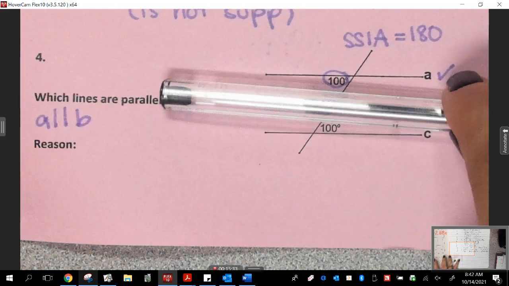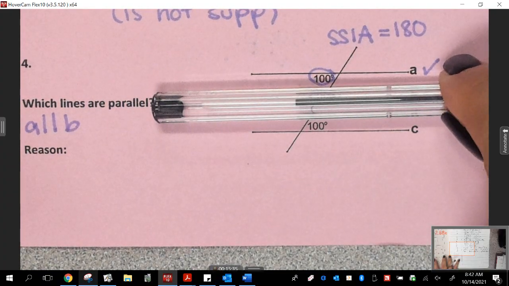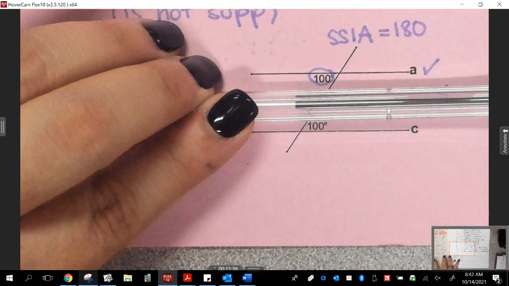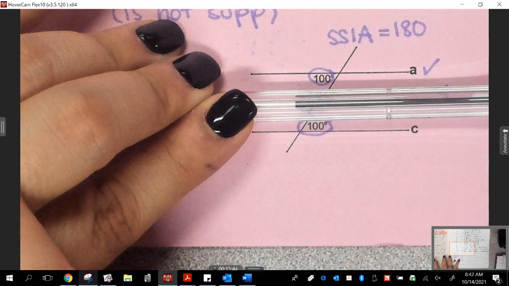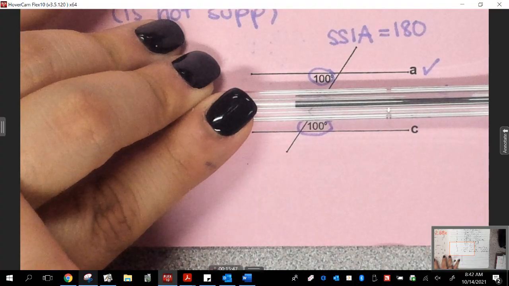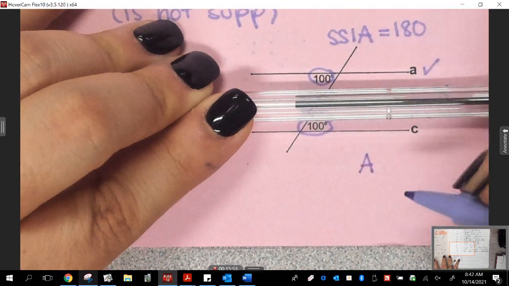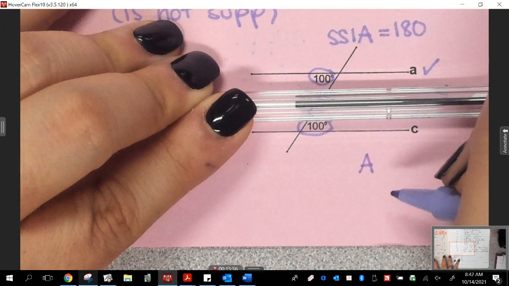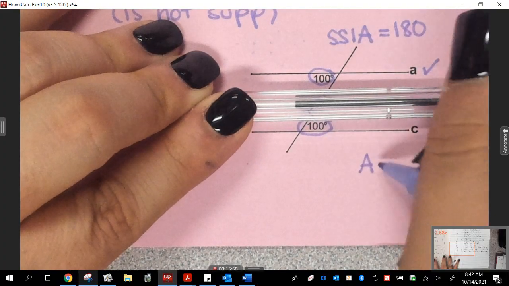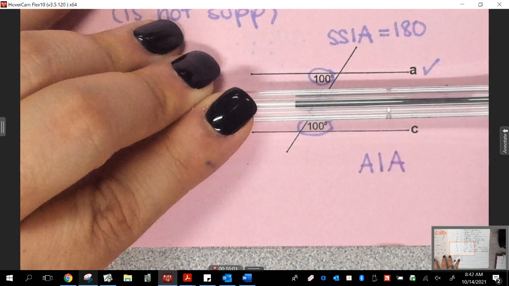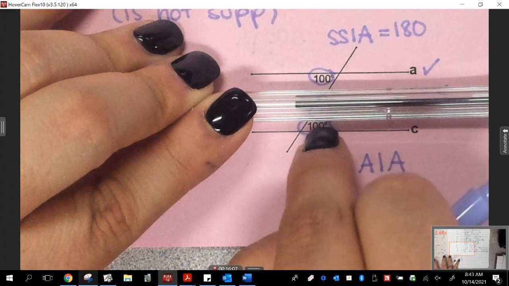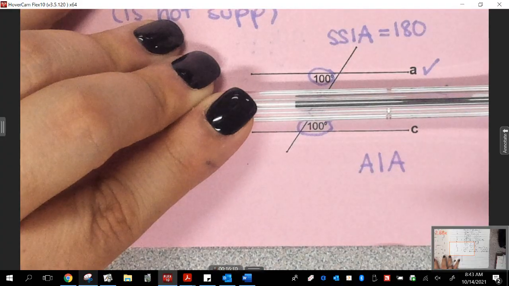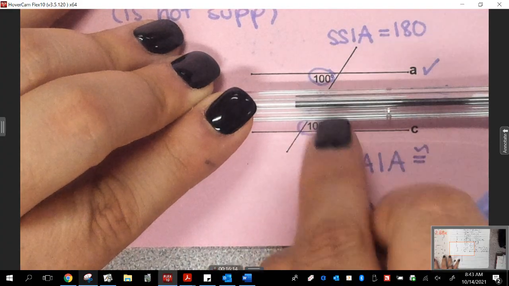Now, cover up B. What are A and C? What vocabulary word? Are they on the same side or different sides? So it's in between. They're in between. AIA. Does that make sense? Because they're in between the two lines, so they're I. AIA, is it congruent or supplementary? Are these congruent? Are these the same? Yes.